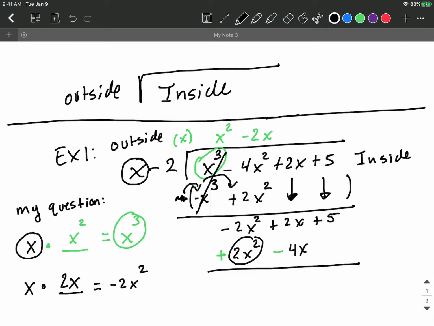Now we're keeping this on track. So remember, that's how you can know if you're on track or not on track: if you're going ahead and making sure you're canceling off every first term. So we'll put that there. So we'll have 2x minus 4x, which would give us minus 2x plus 5. Remember, we keep on bringing this down.